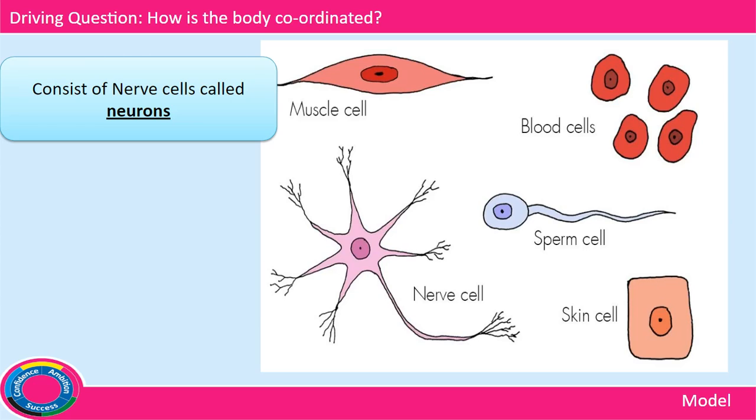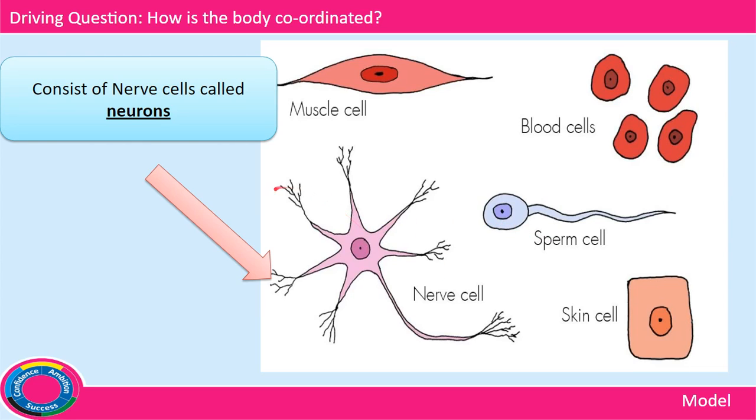So the nervous system consists of cells called neurons. And as you can see, neurons here have a long and extended shape. That is a feature, and the explanation for it is that this feature allows the electrical impulses to be transmitted from one part of the body to another.